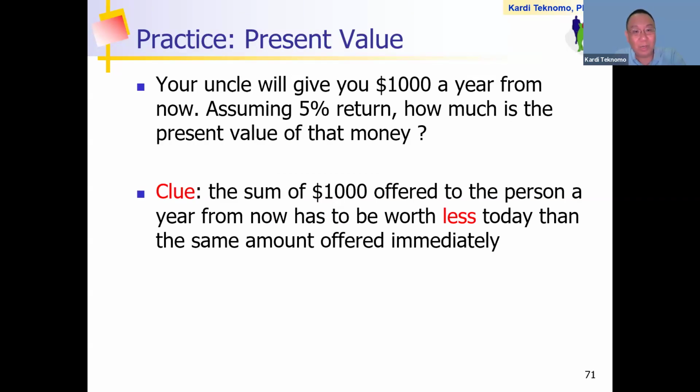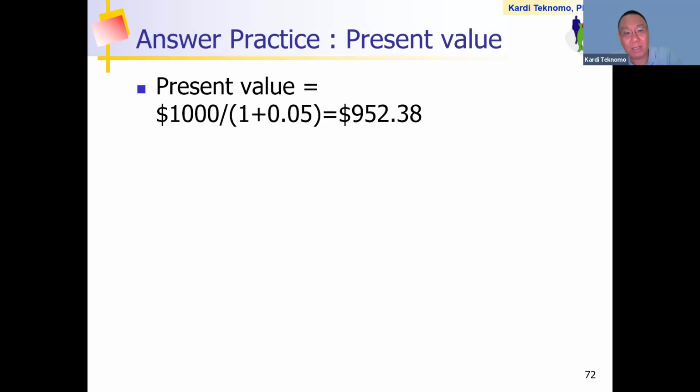Suppose you get 1,000 a year from now. Assuming 5% return, how much is the present value of that? The point is that the present value is always worth less today than the same amount offered immediately. The sum of 1,000 offered a year from now is worth less today than the same amount offered immediately. So if 1 year from now is 1,000, that means the present value must be around 952.